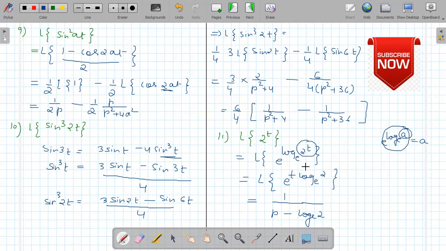We know the formula for Laplace transform of e raised power at. This t will come here, so that this will become e raised power a into t. A here is log 2 base e. So Laplace transform of e raised power at is 1 upon p minus a. So this is equal to 1 upon p minus log 2. This is a different question.